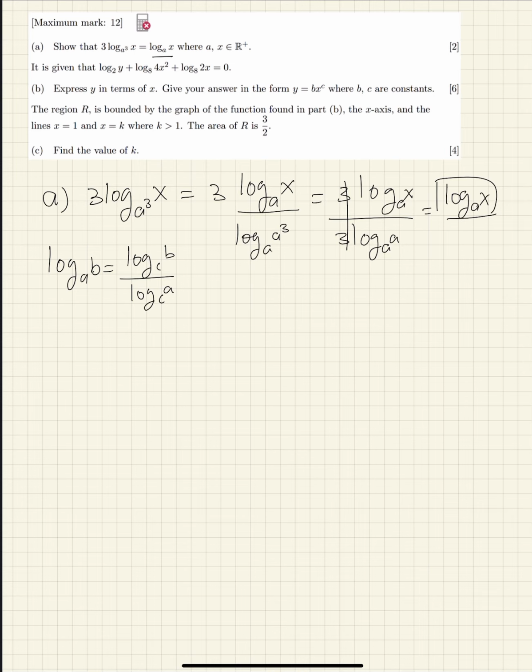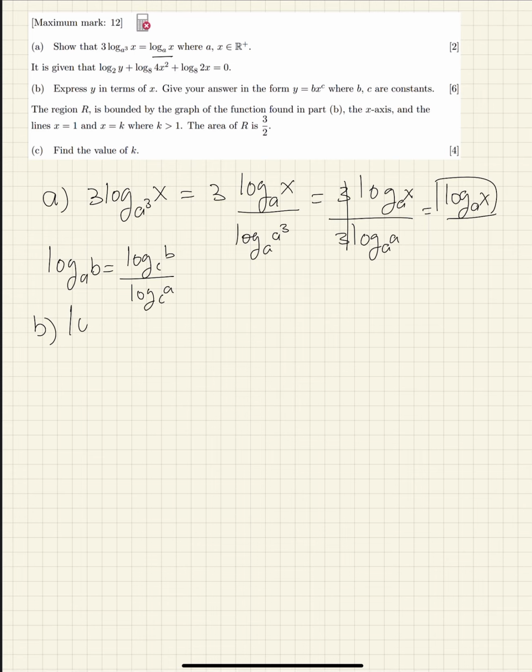Now, we're looking at log base 2 of y plus log base 8 of 4x squared plus log base 8 of 2x equals 0. What I think is worth noticing is that 2 and 8, we just answered a question on a cubed. So if a was 2 right here, 8 would equal a cubed. So I imagine what we've just shown will be useful here. Let's move on to b and find out.